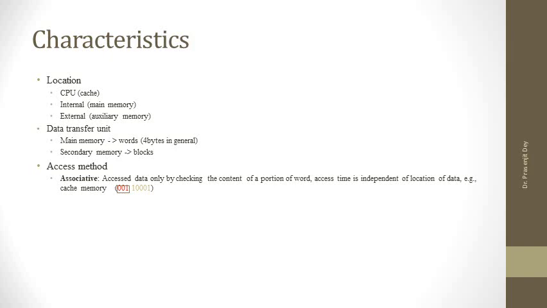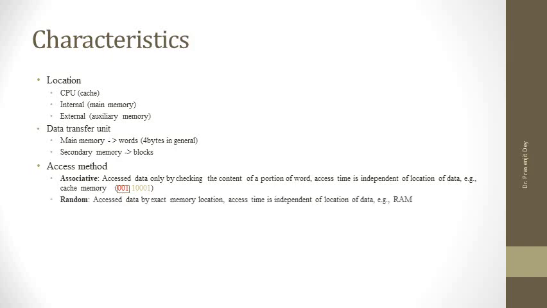Like in this example, the data is 00110001. Now in this case, we do not need to know the overall data. If we know only the portion of the word or the data, which is here 001, only by checking these three bits we can precisely get into the location of the data. Cache memory is an example where it uses the associative access method.